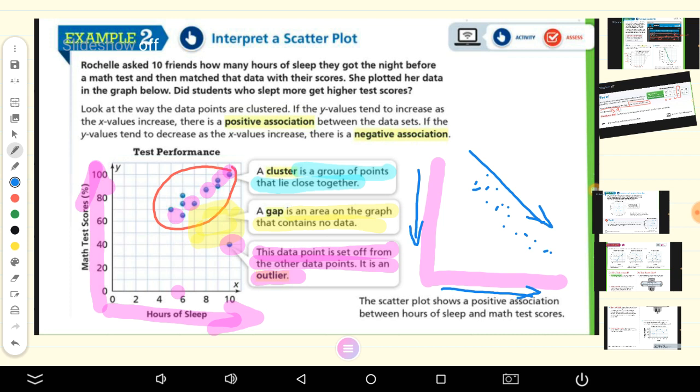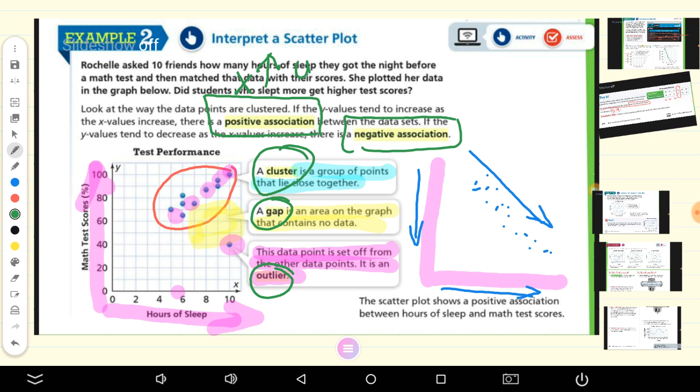Okay. So now we have five important definitions. What? The cluster, the gap, and the outlier. And what is the relation between the two sets? It's a positive association or negative association. Positive if, on the x-axis, when x raises, y raises too. But the negative association is when x raises, y gets down, or gets smaller. When x increased, y decreased. Okay? This is the important information about this lesson.